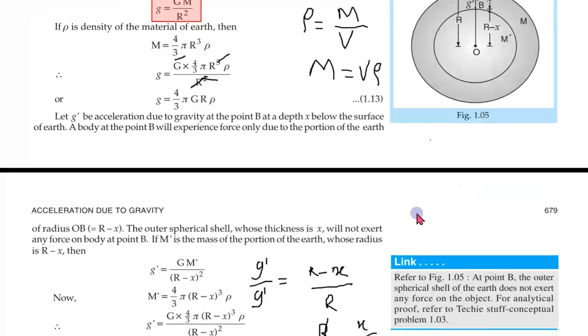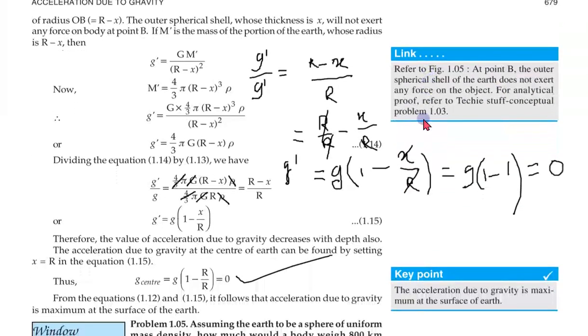Effect of depth on g, acceleration due to gravity.